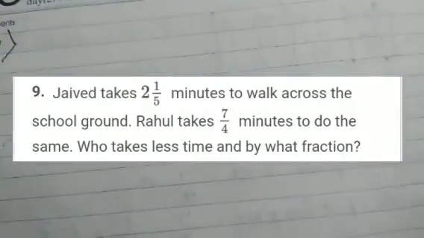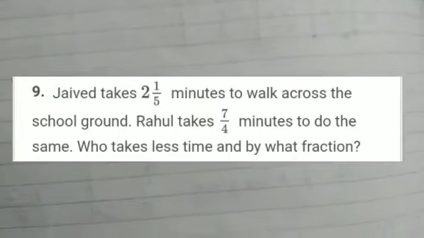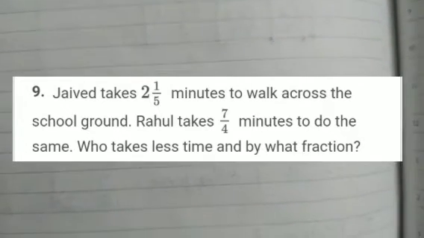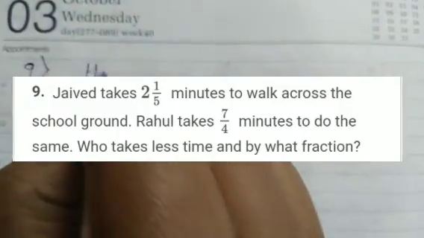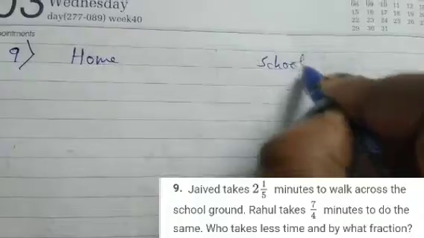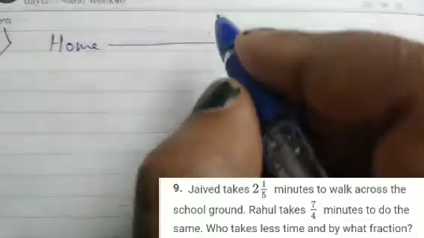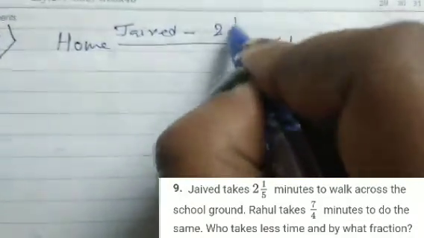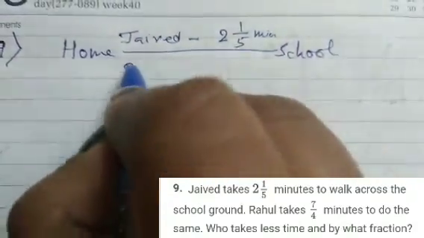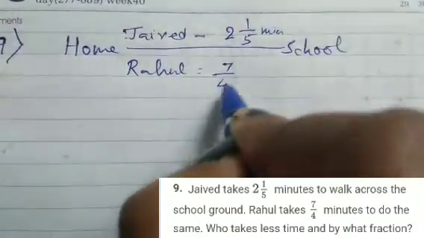Okay. Next. Question number 9. It is not mandatory in maths that you need to write sentences. You just need to represent the question for a better understanding. Question number 9. Javed takes 2 1/5 minutes to walk across the school ground. Rahul takes 7 by 4 minutes to do the same. Who takes less time? So now two people are there. One is Javed. Javed takes 2 1/5 minutes and Rahul takes 7 by 4 minutes.